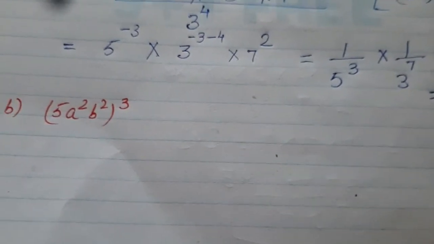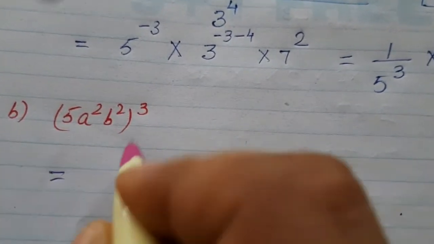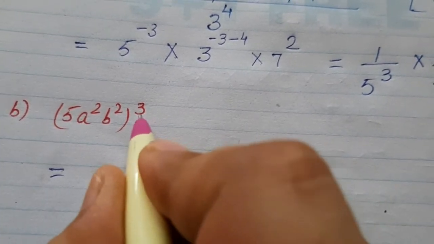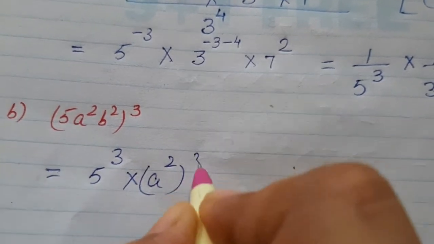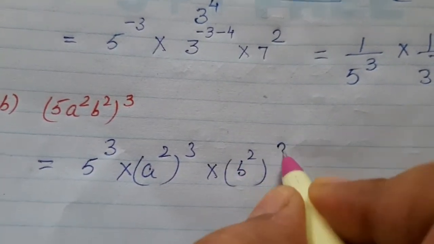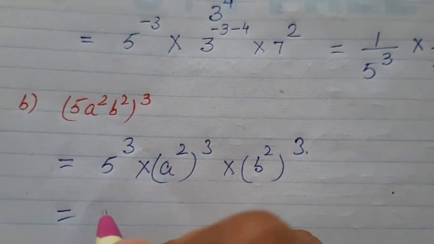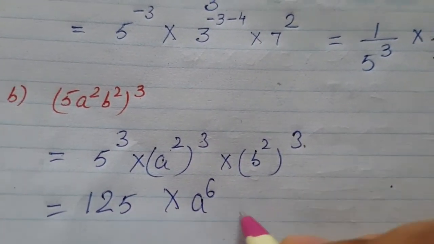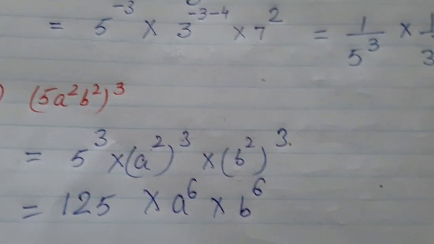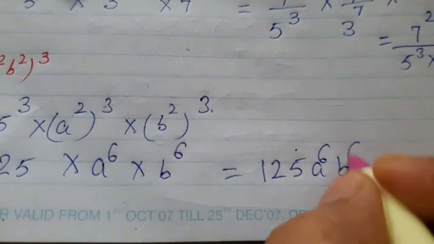Next is 5a square b square whole cube. So what you have to do, you have to just put this cube to all these values, 5 cube into a square cube into b square cube. So it will become 5 cube, 5 5s are 25, 25 5s are 125 into 3 2s are 6 into b raised to power 6. So this will be your answer. You can write it like 125 a raised to power 6 b raised to power 6.